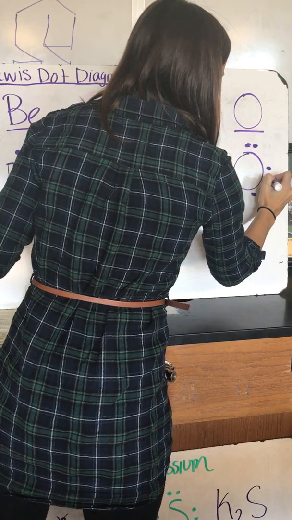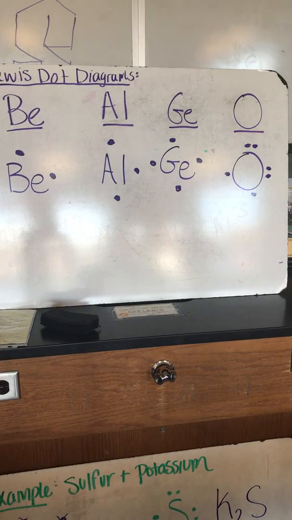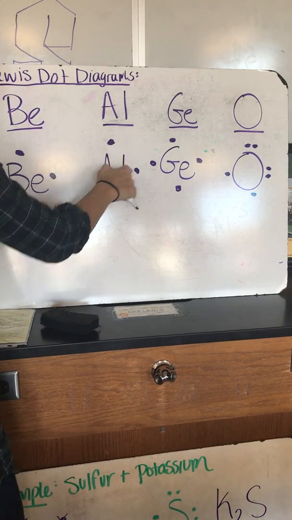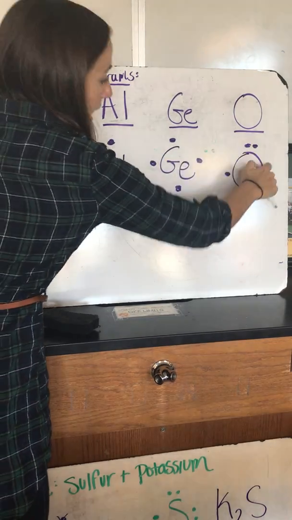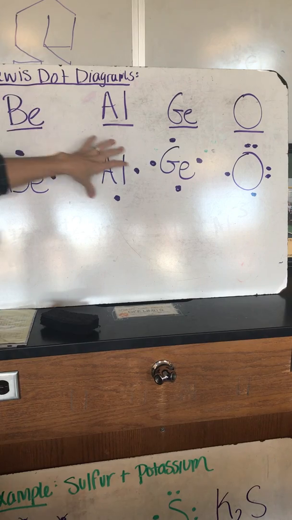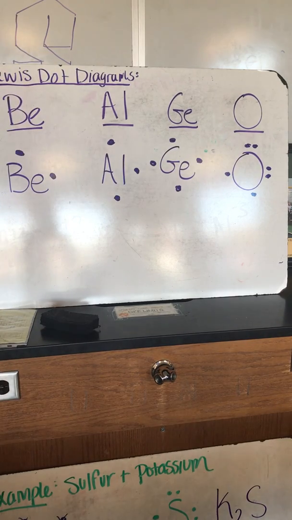So what I just did there is I looked at the group, I then determined the number of valence electrons, and then it's just a matter of placing them around, starting at the top, working your way clockwise. After 4, you then double up. The second part of this objective is being able to use these models to determine the ionic charge.